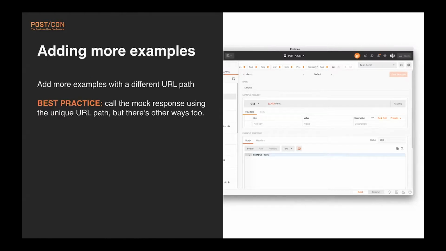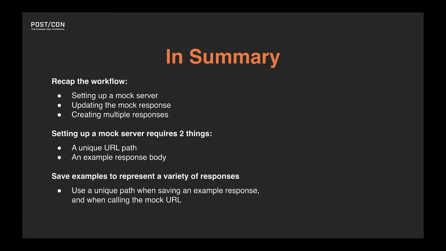And then we also saw that we can have multiple examples with different URL paths. Now, the best practice for this is to use unique URL paths, but as you can see in the article that we posted, there are other ways as well. So summarizing mocks, we talked about setting up, updating, and creating mocks and responses. We talked about the unique URL path and example response bodies as must-haves for mocks. And we used example responses to represent a variety of different responses that you could get back from your mock server.